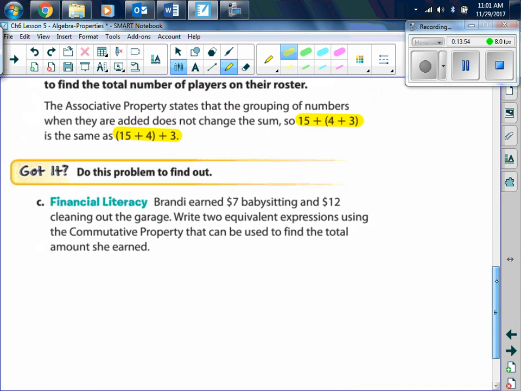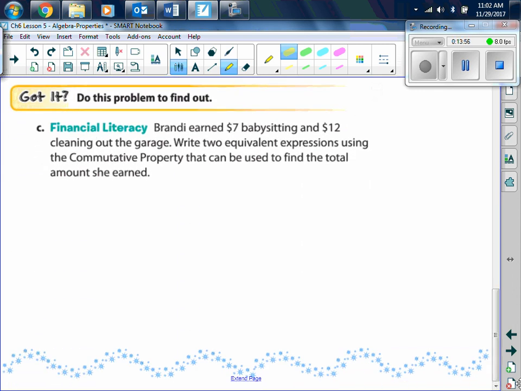Alright, let's take a look at this one. So, Brandy earned $7 babysitting and $12 cleaning out the garage. Write 2 equivalent expressions using the commutative property, which can be used to find the total amount that she earned. So, which commutative property are we using here? The addition or the multiplication? Addition. We're using the addition, right? Because we're looking for the total, right?